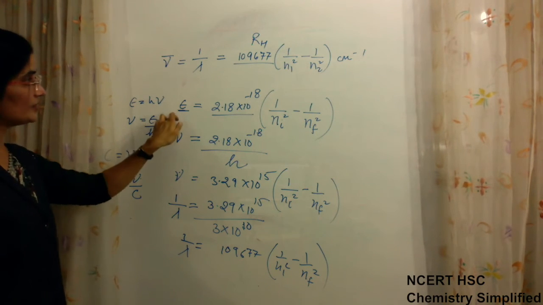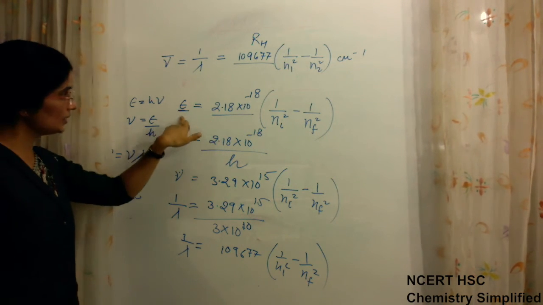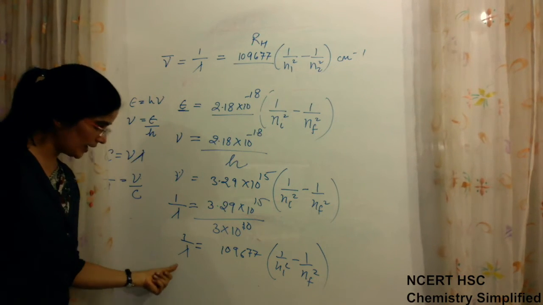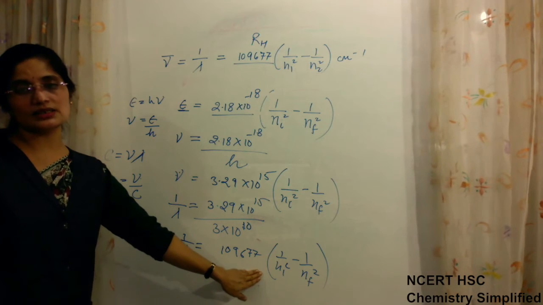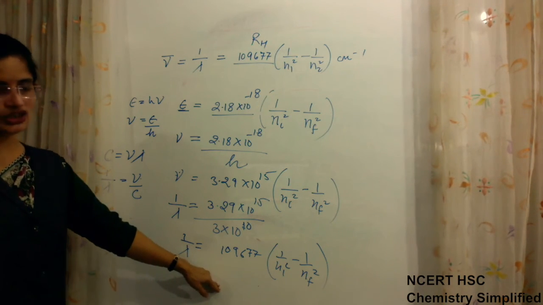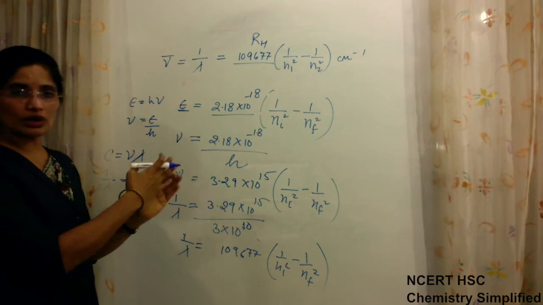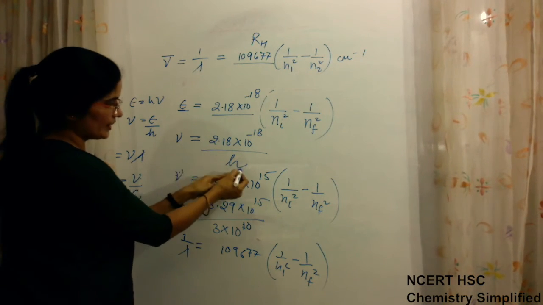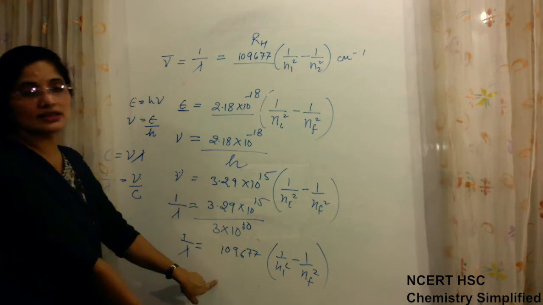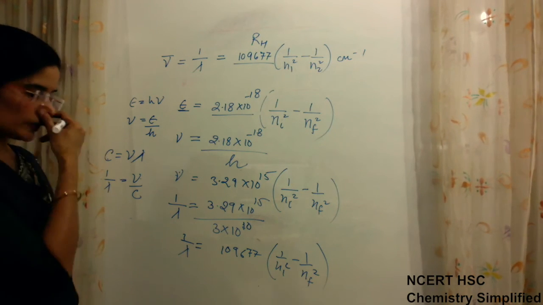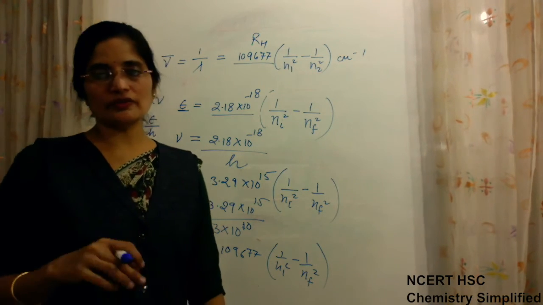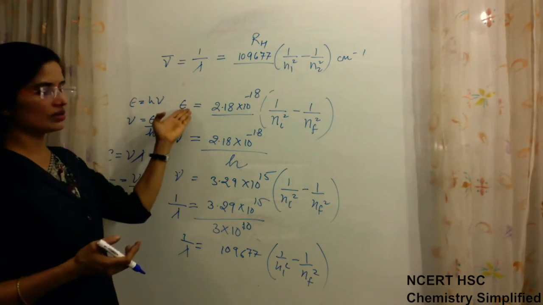We had started with the E formula. With E, the value of the Rydberg constant comes this, and with 1 by lambda, the value of the Rydberg constant comes this. So don't be confused. It is the same formula RH, but the value will differ, because we are dividing by h and dividing by c, and then we get this value. Clear?